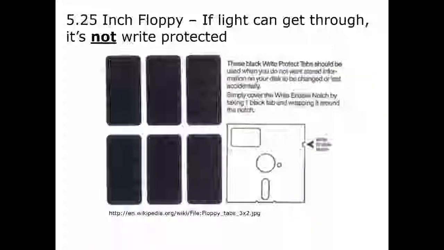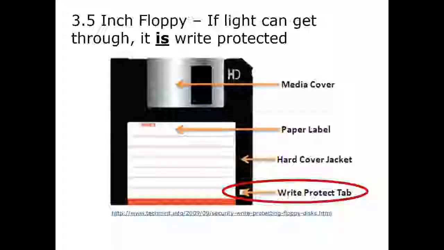So a 5 1/4 inch floppy, if light can get through, it's not write protected. So think of the classic example of getting a floppy disk in the back of a magazine, and you wanted to then use it as your own disk rather than reading the software off of it that was distributed to you. You'd have to peel that little label off so that you could actually write to the disk. And the 3 1/2 inch floppies are the opposite. If light can get through, it is write protected, so making sure that that little window is slid open.